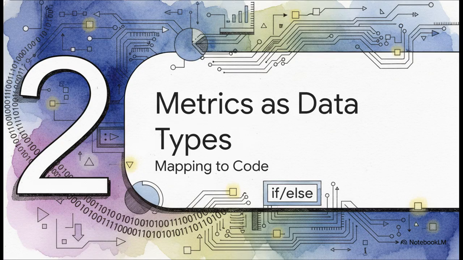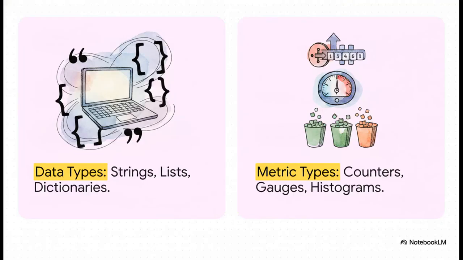Section 2. Metrics as data types. I absolutely love this concept because it bridges the abstract so perfectly. So, think about your standard programming data types. If you're coding in Python or Node.js, you've got your strings, your lists, your dictionaries, right? You don't just pick one at random. You choose the data type based on the actual nature of the data you're representing. You'd never use a string when you clearly need a list. Well, metric types work with that exact same logic. You can't represent every metric the same way. You have to choose the right metric type based on how the data you are tracking actually behaves.